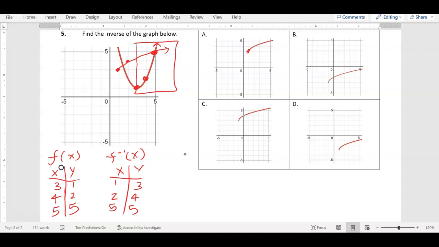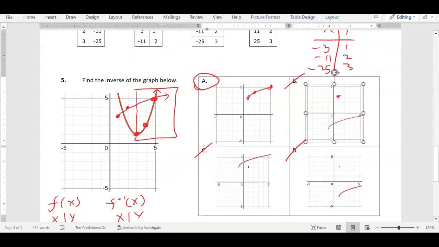Hey, nope, nope, nope. 1, 3, 2, 4, 5, 5. A has got to be it. Okay. Do you see how that works?